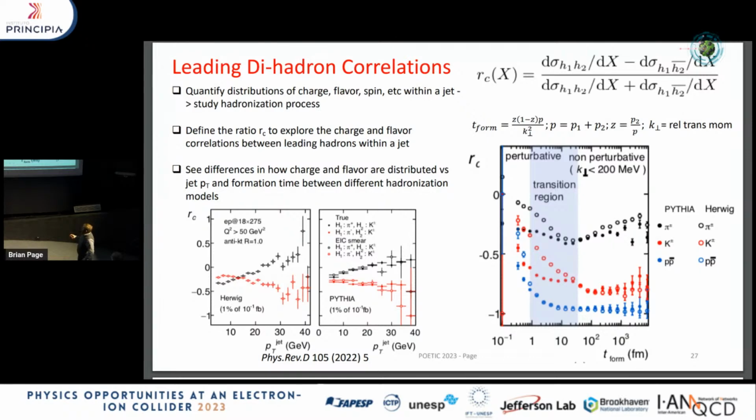You can also look at different species, at the flavor distribution within the jet shower. In both of these, you see comparisons between different Monte Carlos, which employ different hadronization models, Lund string or cluster hadronization. And you can see there's some sensitivity to these differences for all of these observables.